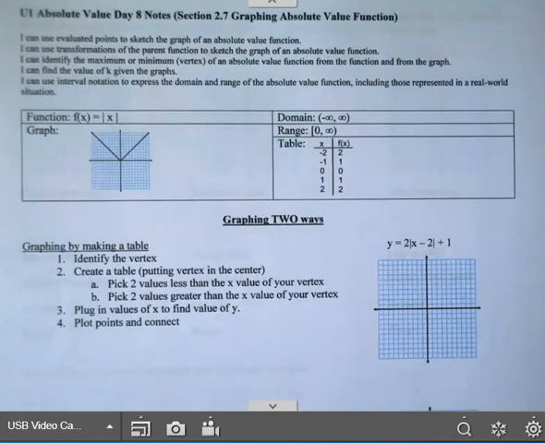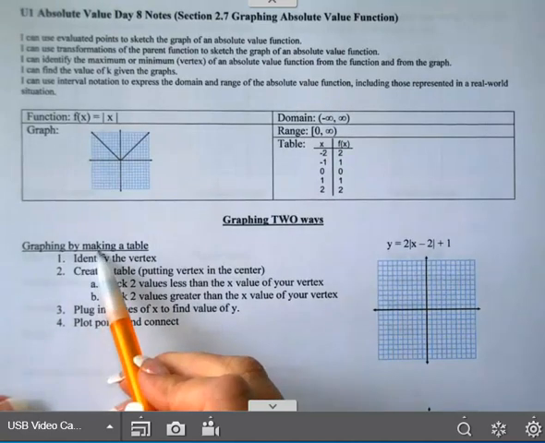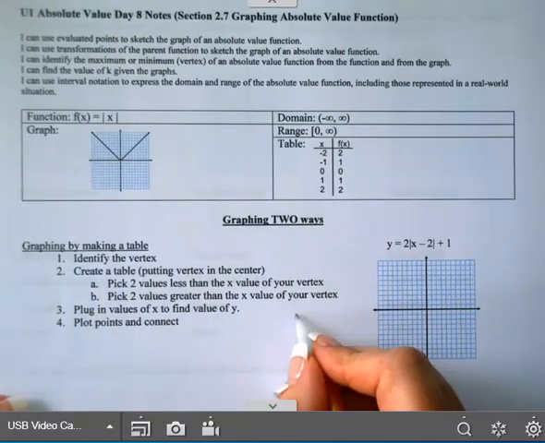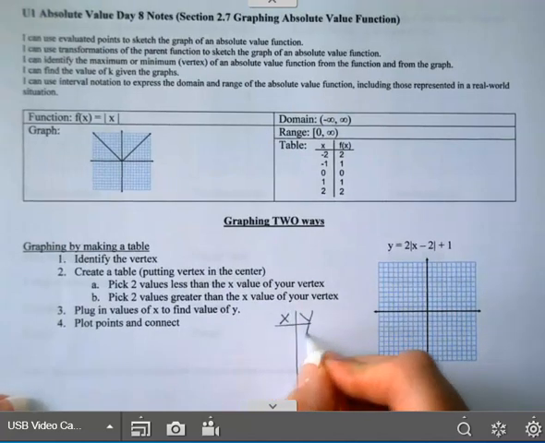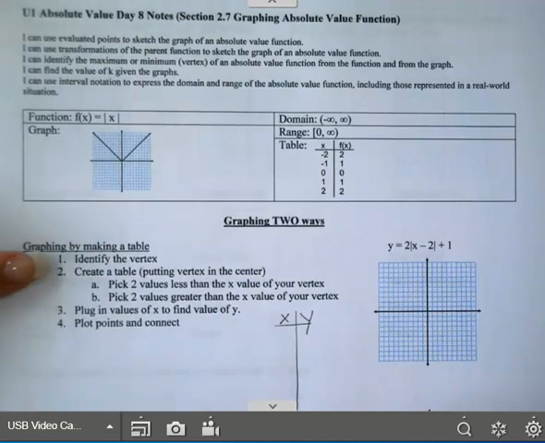In this lesson, we're going to use an equation to graph the absolute value. There are two ways of doing this. The first one is by making a table. And you're going to identify the vertex here.